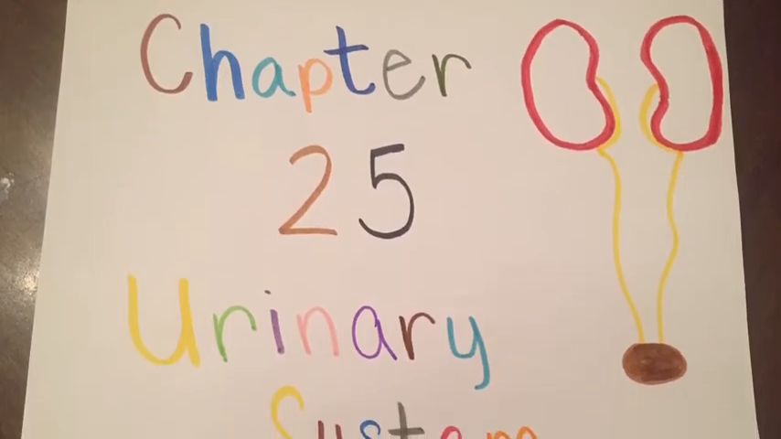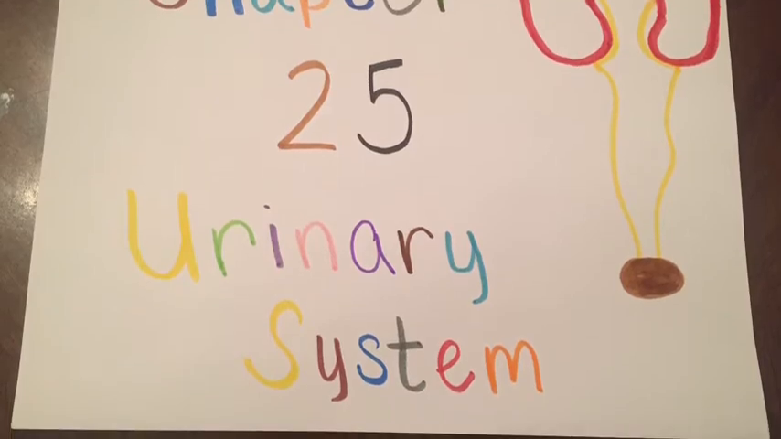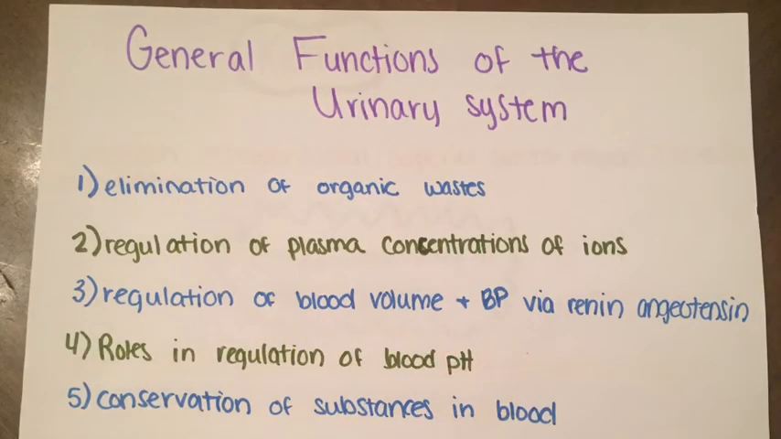Welcome to Chapter 25, Urinary System. General functions of the urinary system: elimination of organic waste, regulation of plasma concentration of ions, regulation of blood volume and blood pressure via the renin-angiotensin system, roles and regulation of blood pH, and conservation of substances in the blood.